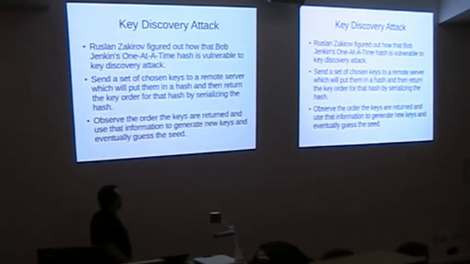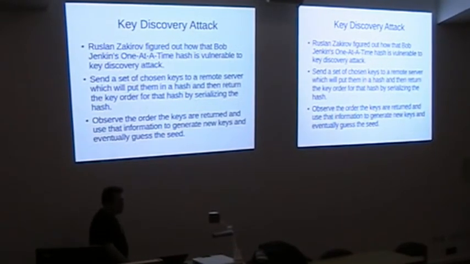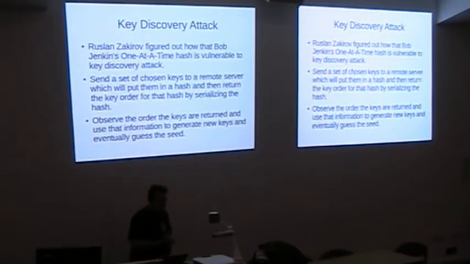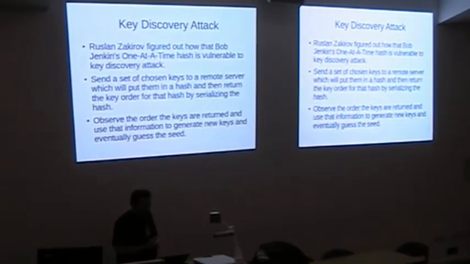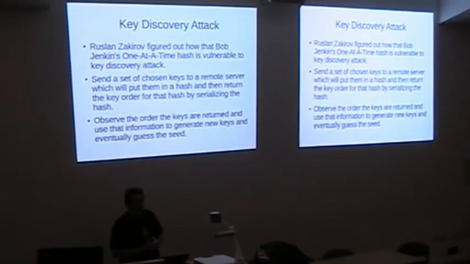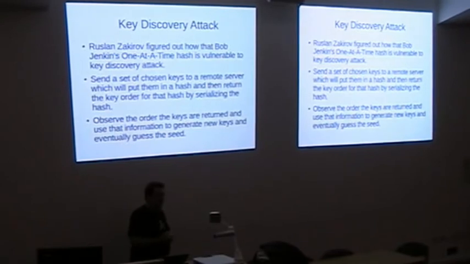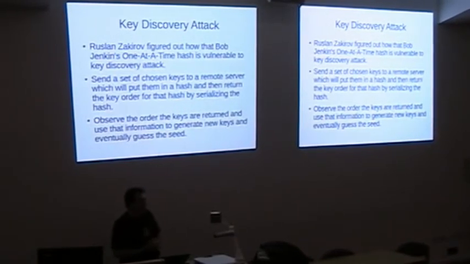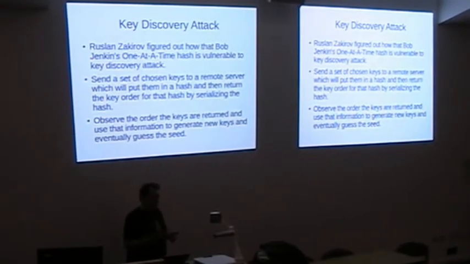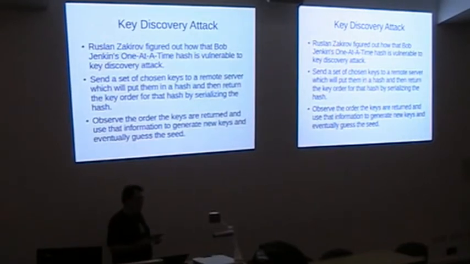What other problems were there? There was a problem that was found by Ruslan Zakharov, which was a key discovery attack on Perl's hash function. The basic idea of the attack is fairly simple. If you have a web server or something like that that is returning data back to the user in the native key order of the hash, and if you are returning data that I've supplied to you in that hash, then I can observe the order that these items have been returned.